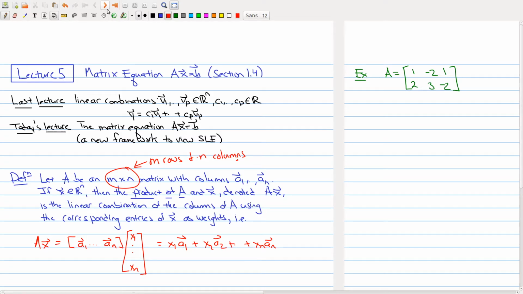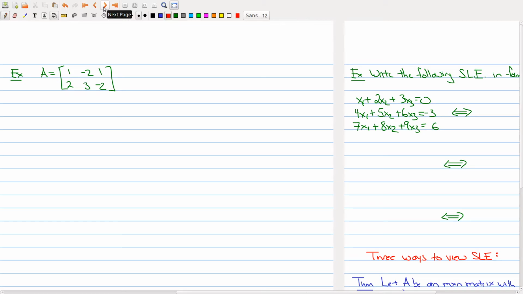Okay, so let's make this a little more clear through an example. Here I have a matrix A. Just so you can keep track, it has 3 columns, and we can write each of the columns as vectors. The first column is 1, 2. The second column is -2, 3, and the third column is the vector 1, -2. Now let's say I have a particular vector that I'm looking at. Let's say I'm looking at the vector 1, 6, -1.